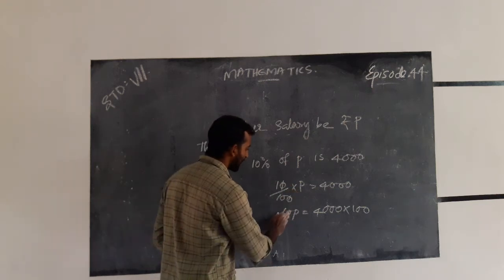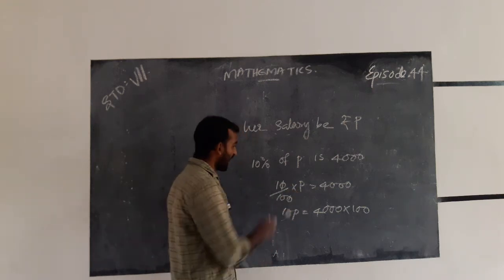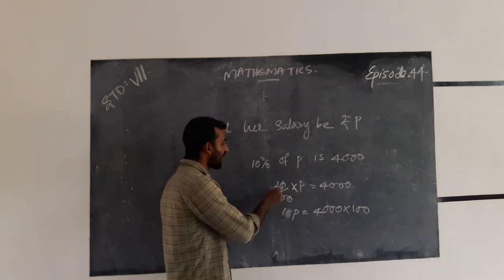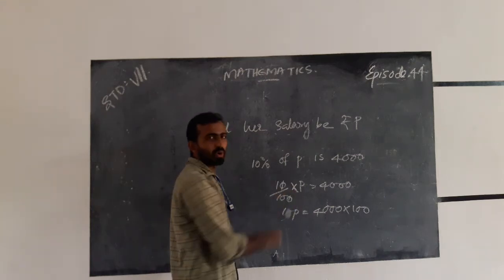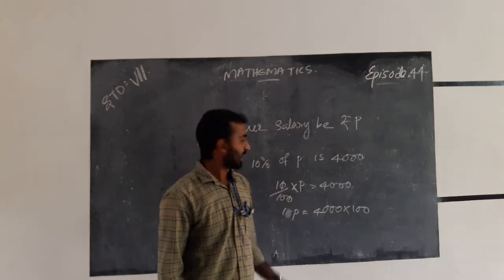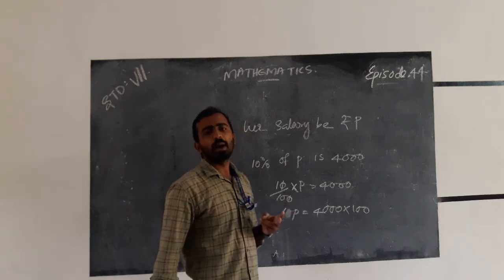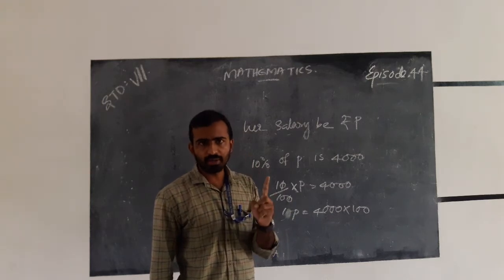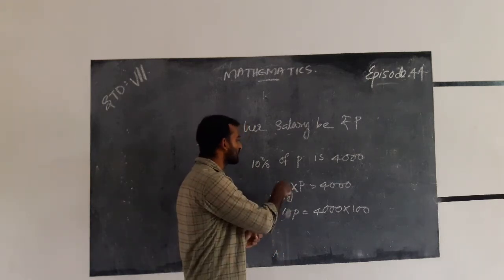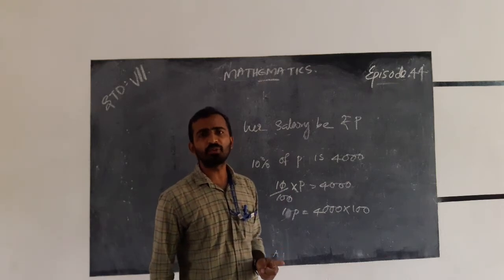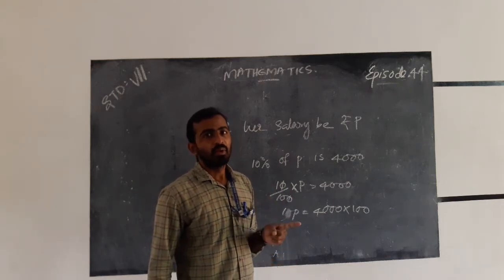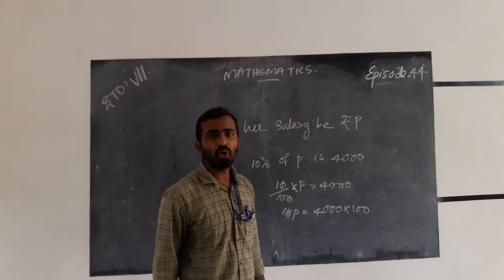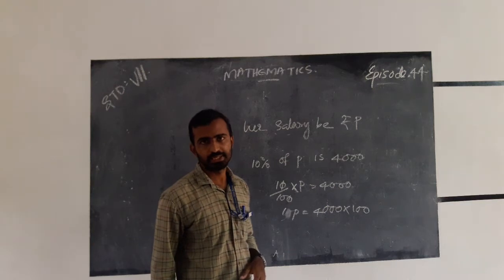That is 1P equal to... Why do I simplify? Here the operation is multiplication, so I can cancel the zeros in the numerator and the denominator. In the denominator the number of zeros is 2, in the numerator the number of zeros is 1. So I cancel one 0 from the numerator and one 0 from the denominator. The reason is that here the operation is multiplication, so we can simplify like this.